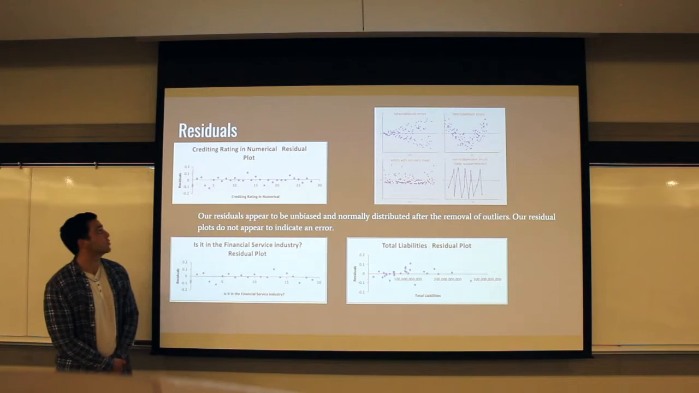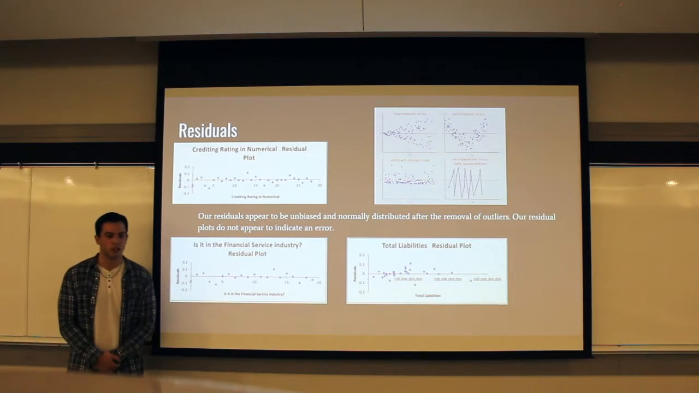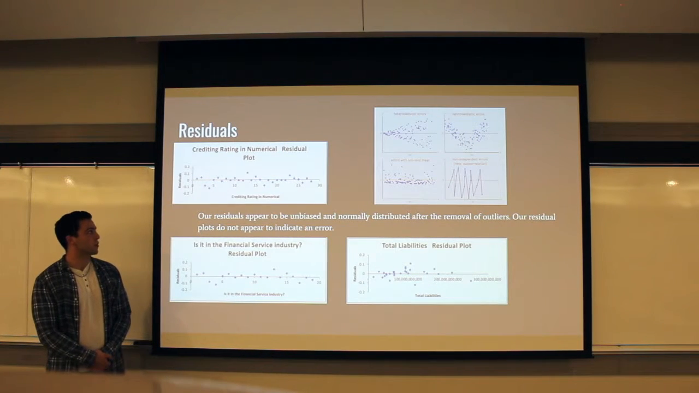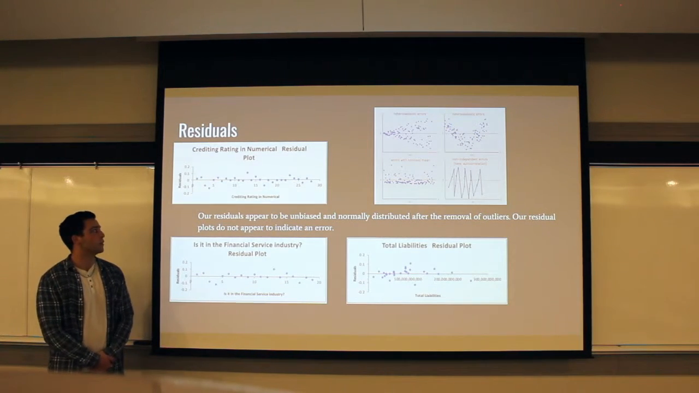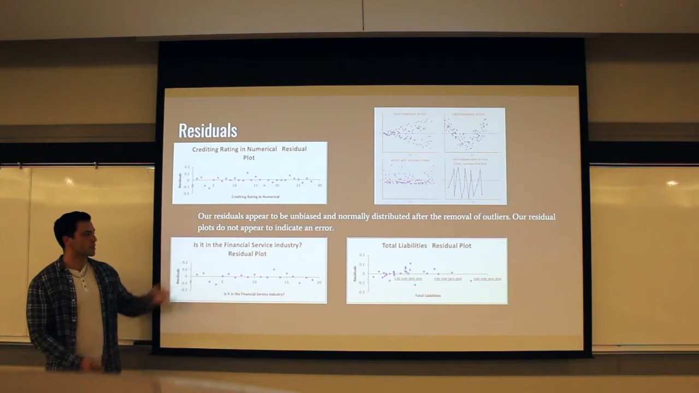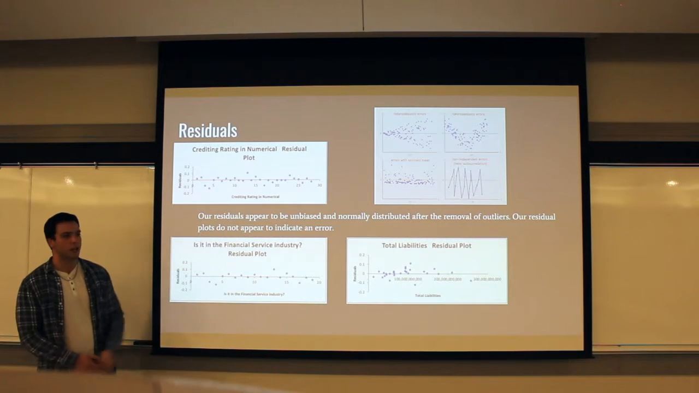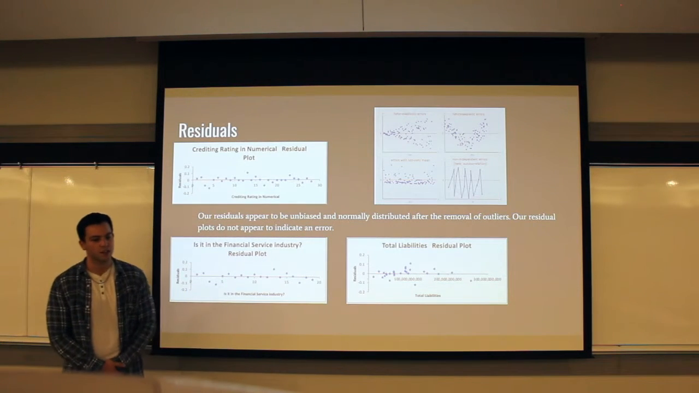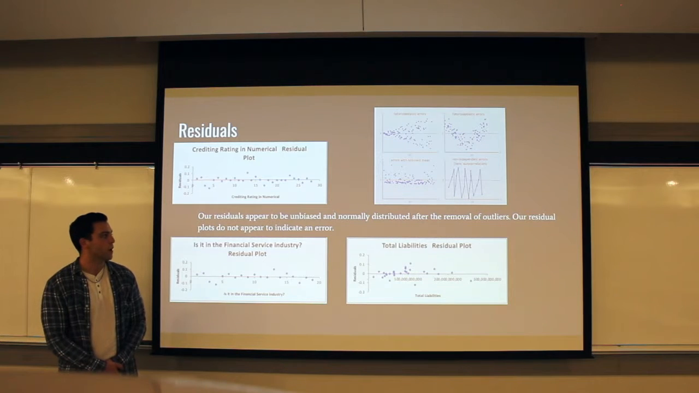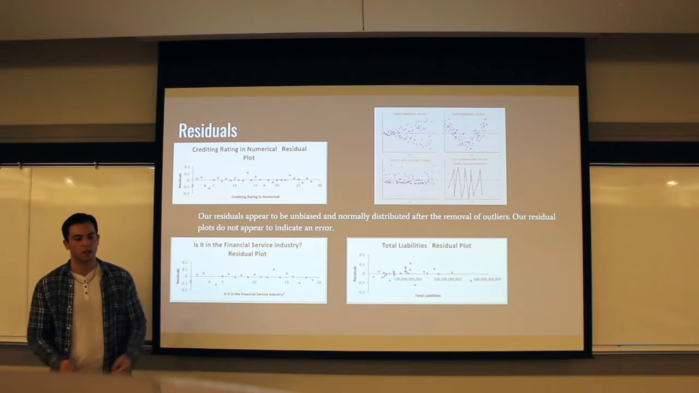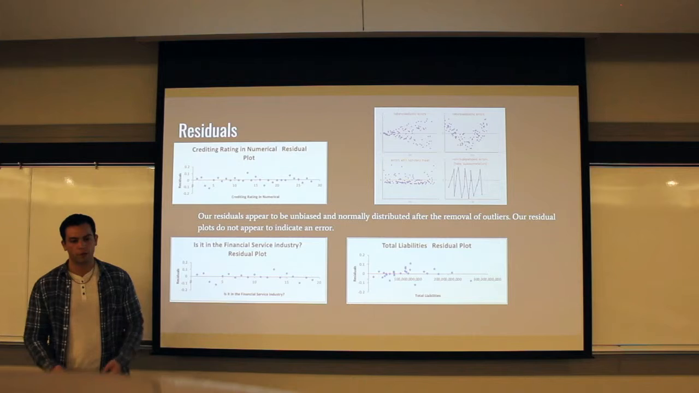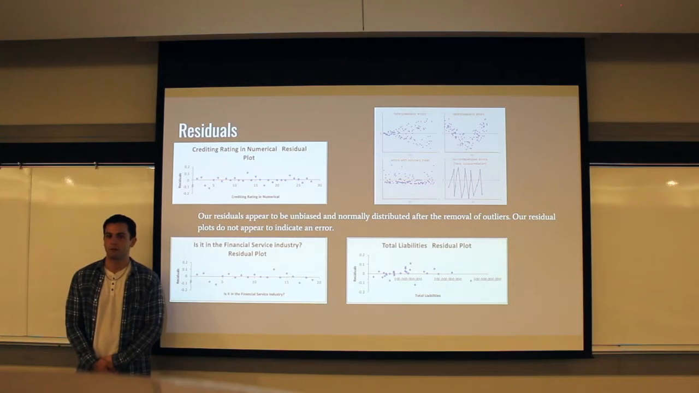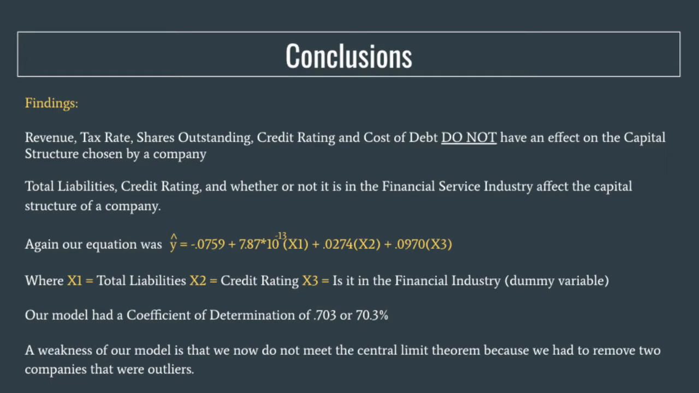Okay, so now you'll see the residuals that our last regression yielded. If you take a look at the credit rating, you'll see that for the most part it deviates at a mean around 0. You'll see the same thing for the financial service industry. And our last residual plot is total liabilities. Now that one does look a little iffy, but we thought that for this class it was appropriate for the model. And now I'll be passing it on to Jacob.